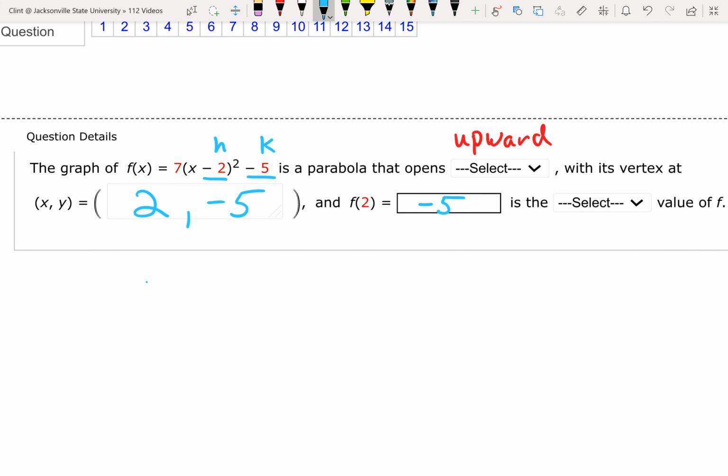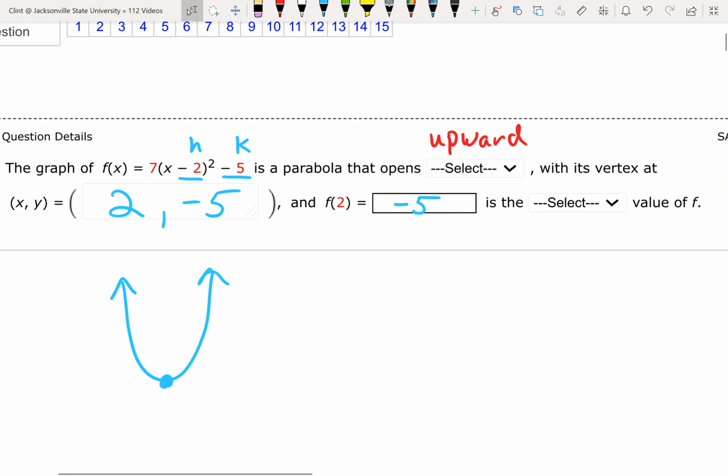So remember, we've got a parabola that opens upward. So the vertex is either going to be a minimum or a maximum. Since this one opens upward, this is going to be the minimum value of our function.